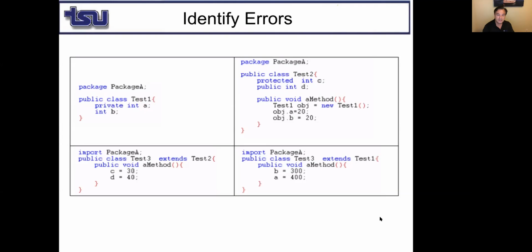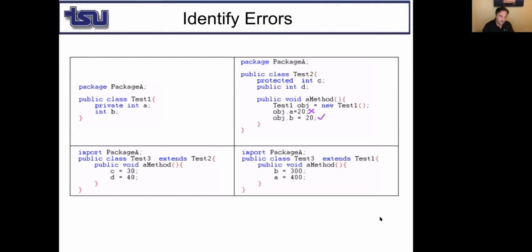First, I created an instance of test 1, and I'm making a call to A. A is private. A private data member is not available to any other classes. It's only available within test 1. Therefore, this will immediately be an error. So you cannot do that. How about B? Well, B has none. None means package access. Since test 1 and test 2 are in the same package, this will be fine. Okay?